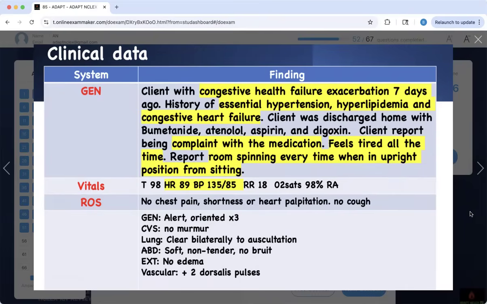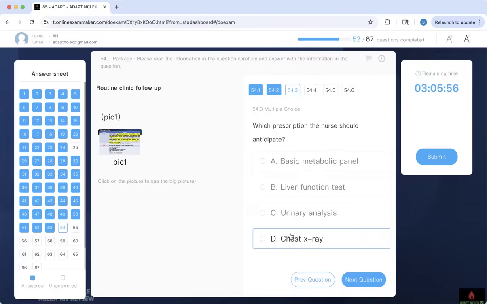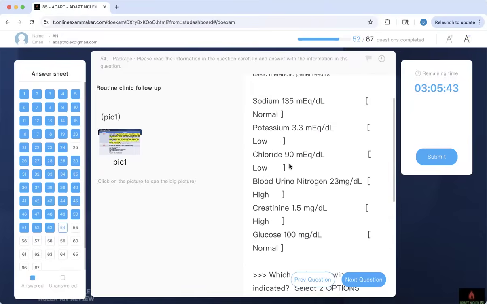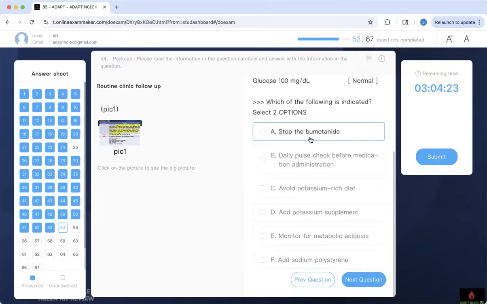What prescription should the nurse anticipate? Right? Which one? We need a BMP or liver function, urine analysis, or chest. BMP to see where the electrolytes are. And now we have electrolytes. We're not going to stop the bumetanide, even though the patient is having orthostatic hypotension. We can decrease the dose, but we don't have to stop it because the patient is in CHF. We need to give them something. And that's all we got, diuretic. That's the key. Pay attention to that.